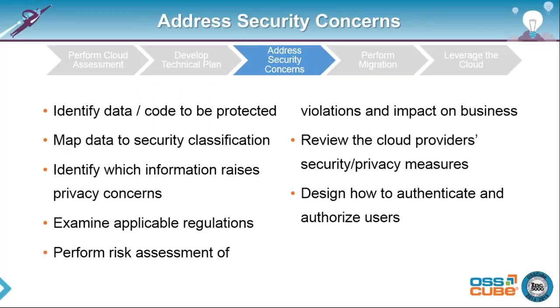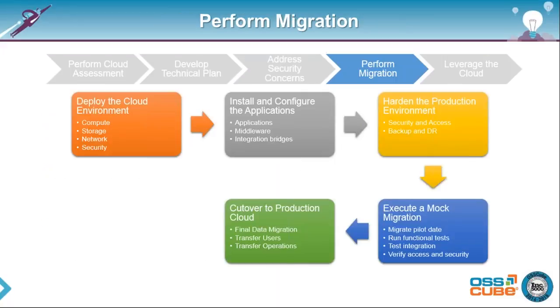So once you have migrated the application, you need to identify the security concerns and address them. You need to identify what data needs to be protected, map your data security, examine all the applications. So basically, this is a standard process that we do with all the applications. You need to take care of all the security concerns. And then finally, you perform the migration. You deploy the application to the cloud environment, install and configure the application, harden the production environment, cut over to production and execute mock migration and cut over to the production.